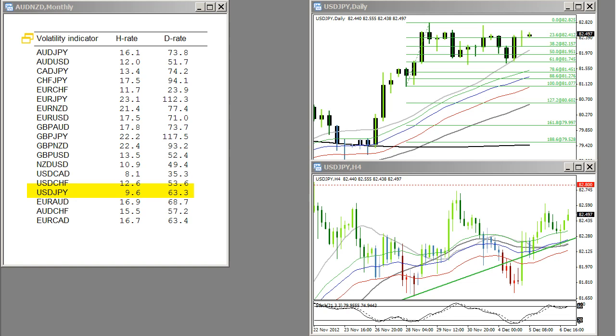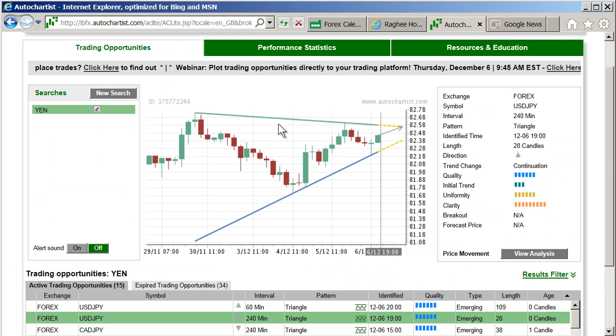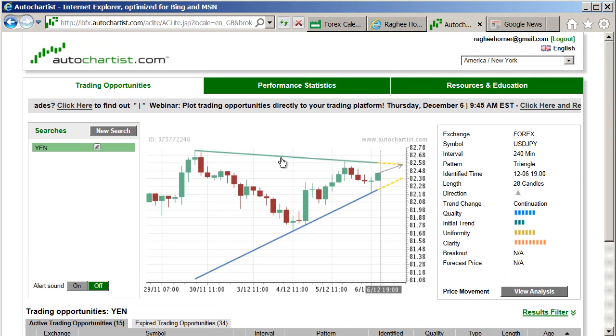But anytime I use the volatility indicator, I also like to go over to the AutoChartist Power Stats. I don't know how many of you are using AutoChartist, but it is tremendously helpful. Okay, so again, what are we trying to do here? We're trying to get to know a pair. Now, the pair in focus this month is the dollar yen.